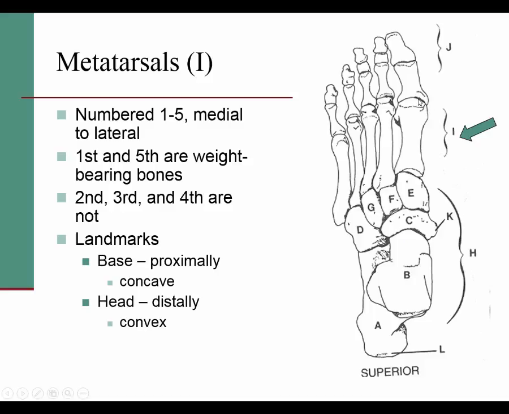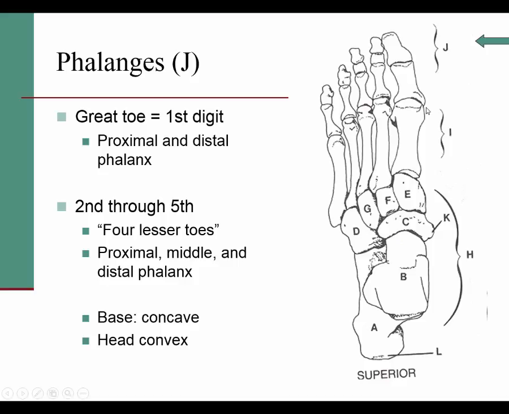And then of course the phalanges. So your first digit here, labeled J, this is your great toe or your big toe. And then you've got the 2nd, 3rd, 4th, and 5th. So these are considered the 4 lesser toes. In the 4 lesser toes, you have the proximal, middle, and distal phalanx. In the great toe, all you have are the proximal and the distal phalanx. Again, the base is concave and the head is convex.